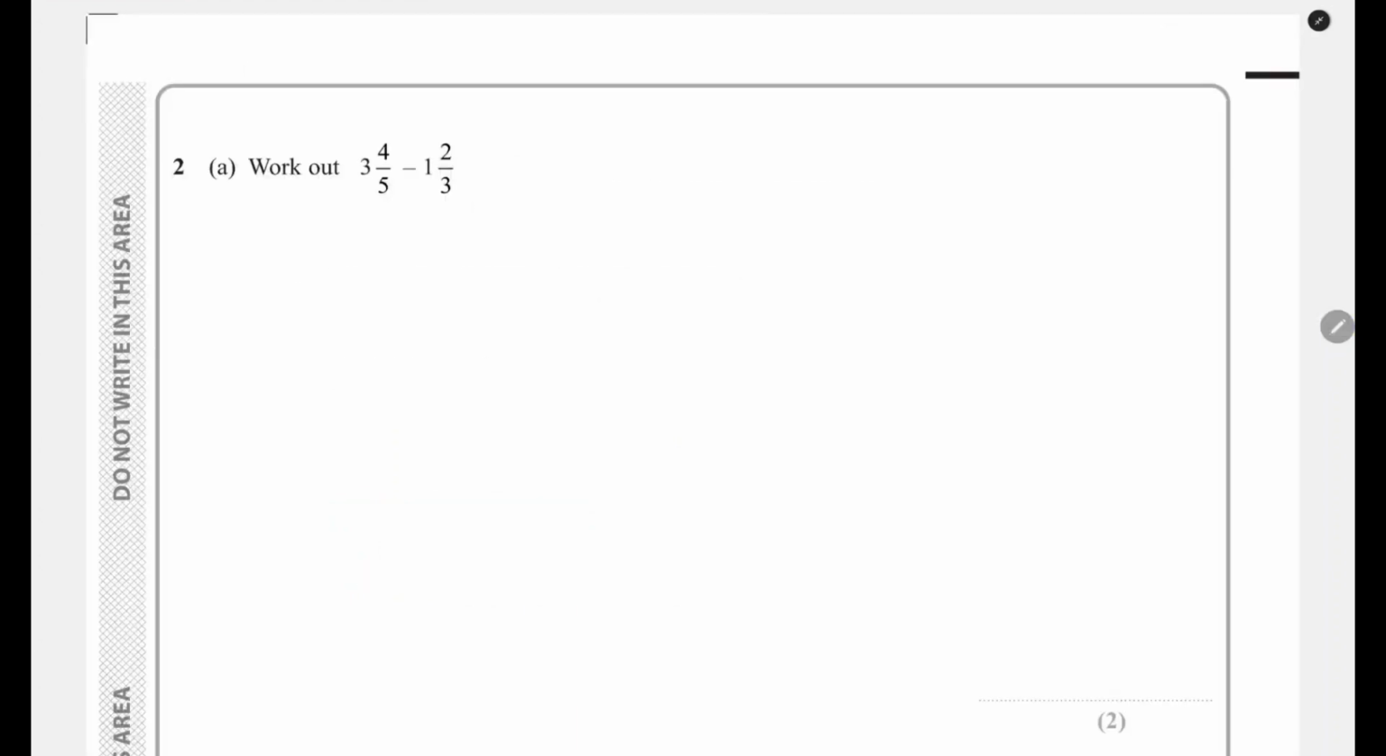Question 2a is asking us to work out 3 and 4 fifths minus 1 and 2/3. In order to add or subtract fractions, we need to make sure that the denominator is the same. And as we're dealing with mixed numbers, we'll have to turn them into improper fractions in order to do so.